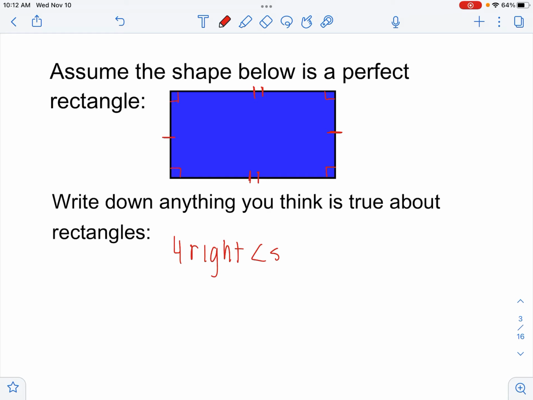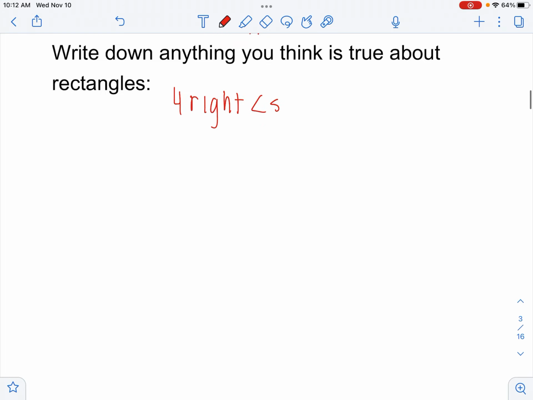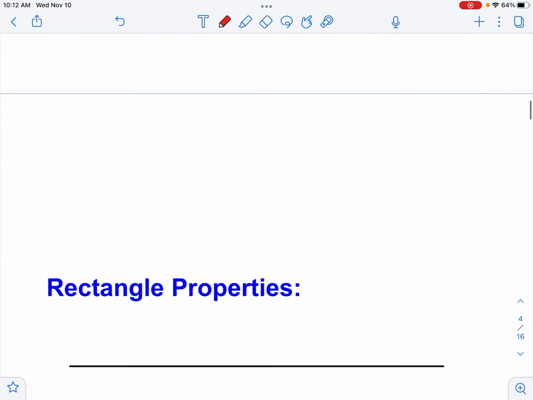We also know something about the diagonals. We know the diagonals bisect each other, but in a rectangle, diagonals are congruent. So you probably didn't come up with that one.